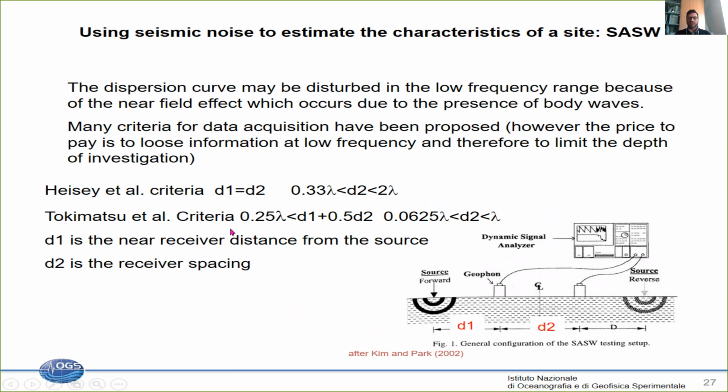Tokimatsu proposed other criteria. He said, okay, we can define some intervals of distance depending on the wavelengths that we would like to introduce, or we would like to estimate for the velocity analysis.